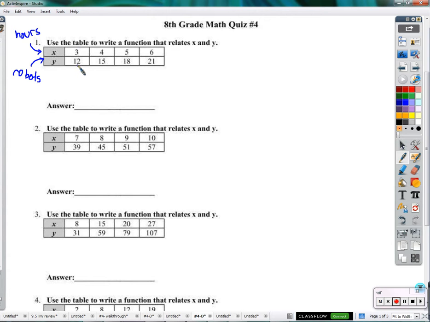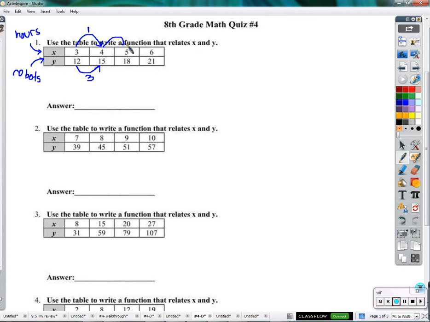I have 12 robots. What tells me how many I've built at what rate, like how fast am I building these, I have to look at some change. I have to see actual change. So I look and I see that the hours that have gone by between 3 and 4 is 1 hour. Just the hours changed by 1. When I look at how many more robots I have, well, I had 12, and now I have 15, so that's 3 more robots than I had a minute ago. Well, 1 hour ago. So in 1 hour, I've assembled 3 more robots, okay?